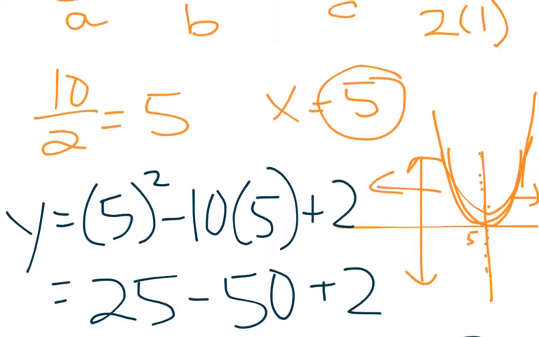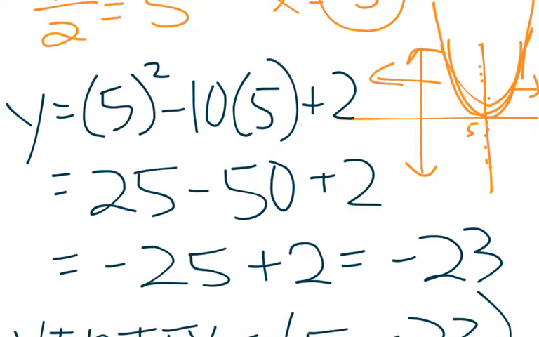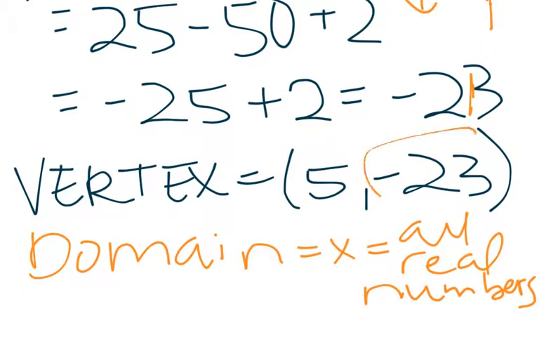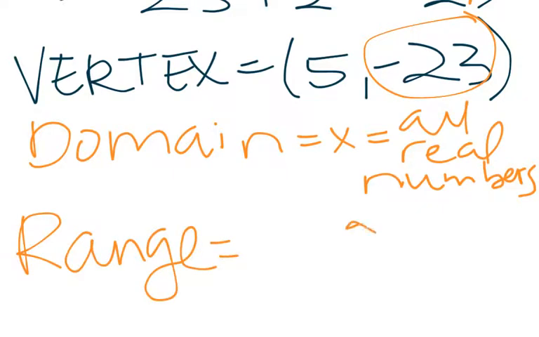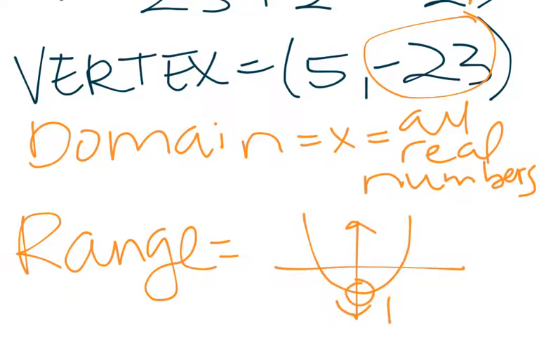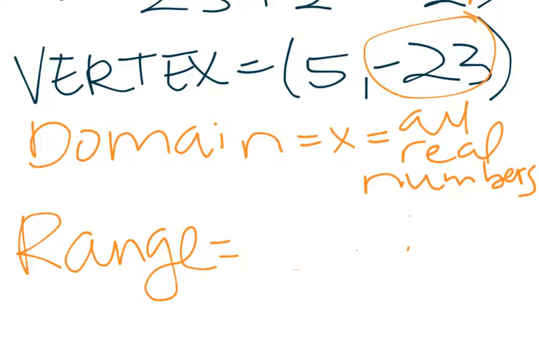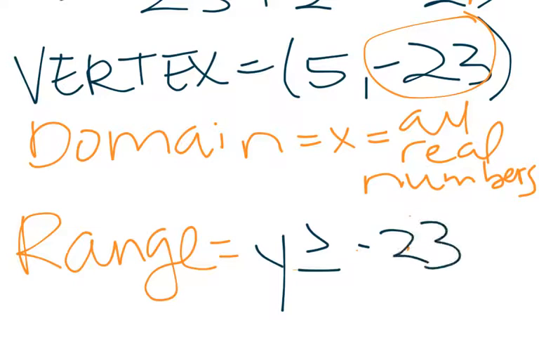So since y is negative 23, when we look at our range, it is all possible values for y. So it's never going to go below negative 23 because this is where it starts. The lines aren't going to go down. So when we say range, we're going to say y is greater than or equal to negative 23. And these are your 3 answers for number 1.